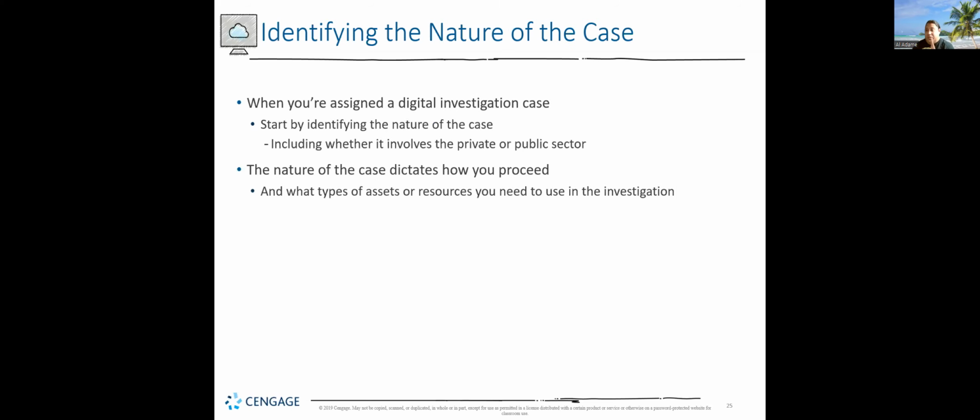So almost there, guys. 10 more slides. Moving on to the nature of the case. Identifying the nature of the case. When you're assigned a digital investigation, you can start by identifying the nature of the case, including whether it involves the private or public sector.